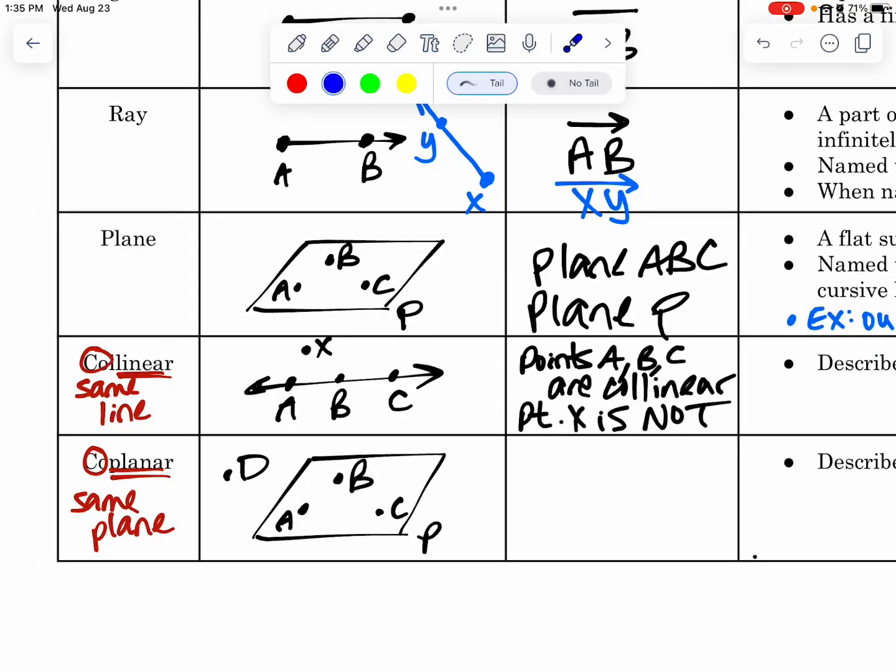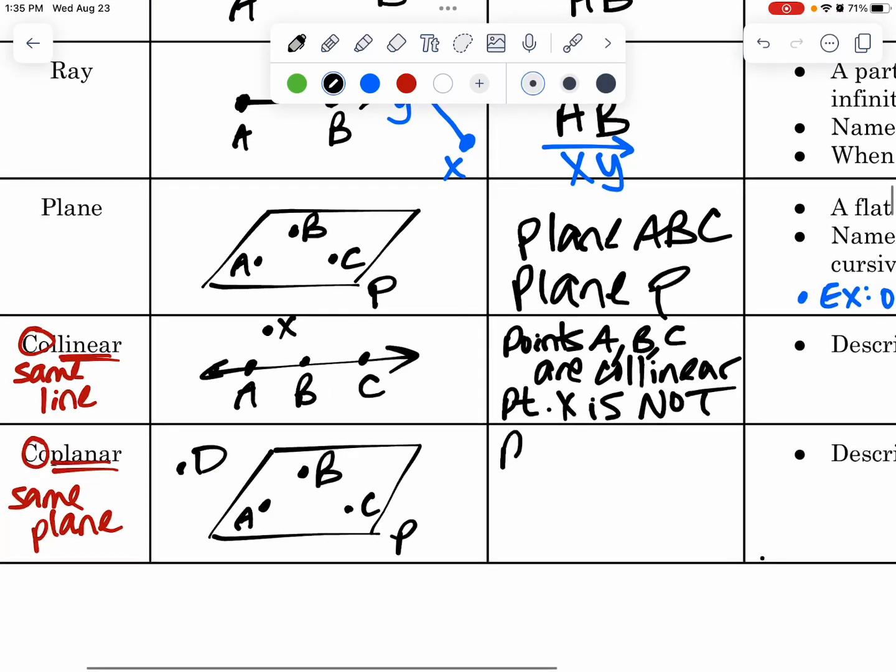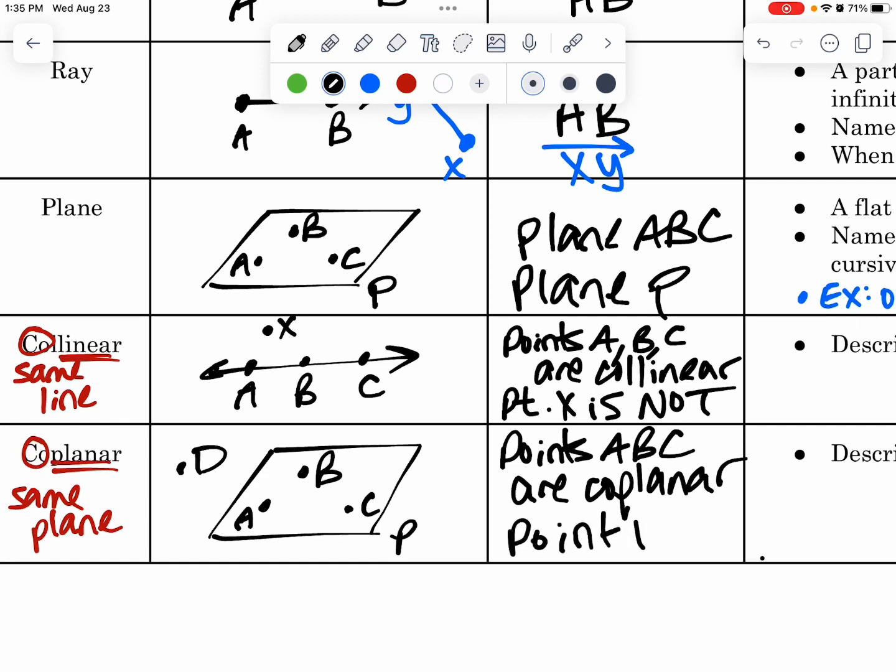And then same thing for coplanar. You can see that I have 3 points here that are on the same plane, and I have a point that is not. So these 3 would be called coplanar. This one is not coplanar with the other 3, okay? So points A, B, and C are coplanar because they're on the same plane, and point D is not.